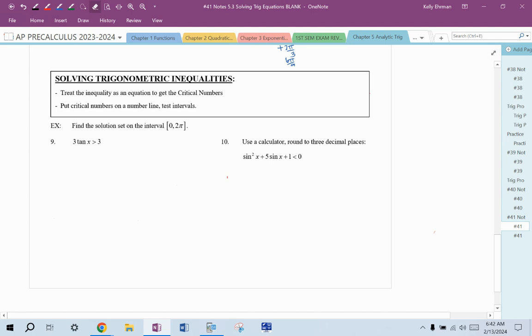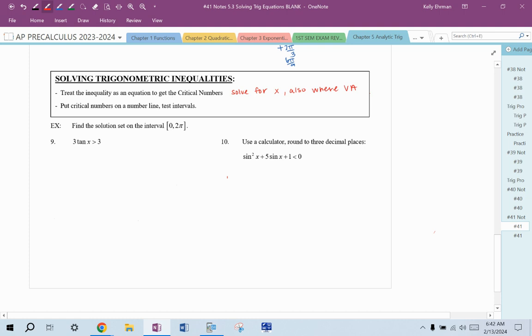So now we're solving trig inequalities. This is our last section of notes in chapter 5. First thing we need to do is get critical numbers. And we get critical numbers by treating the inequality as an equation and solving for x. But also look for where there are vertical asymptotes.